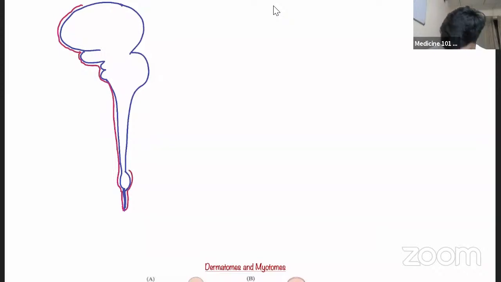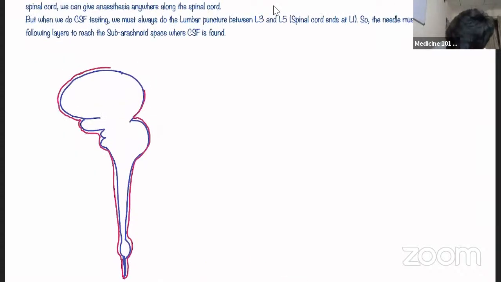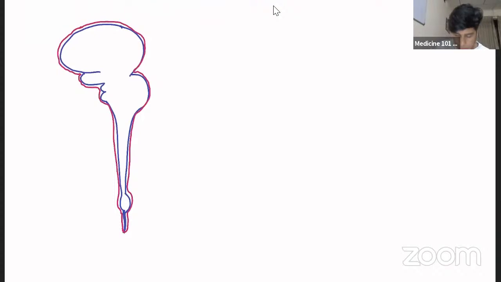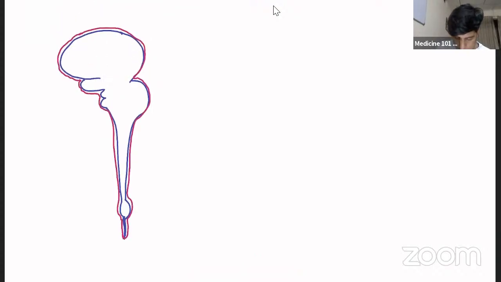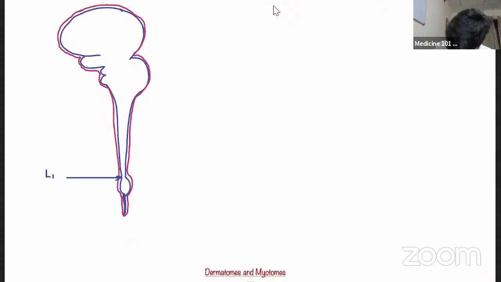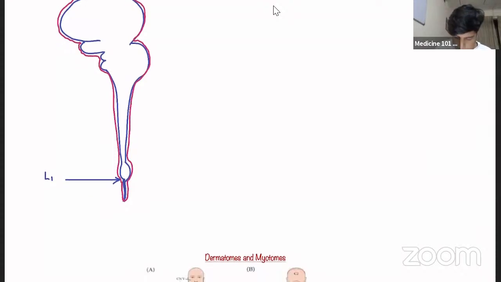See? The filum terminale from the spinal cord comes all the way and attaches to the dura mater. Now, I need you to appreciate that fact. So let's assume this level is L1. Oh, sorry. My bad. Earlier, I made a mistake. The L1 should be just below the conus medullaris. When you pierce the needle in, you cannot damage that.